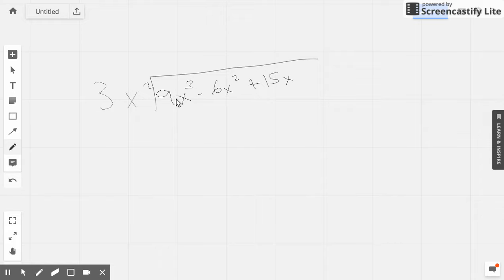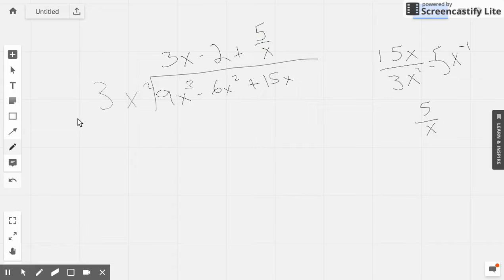3x squared goes into 9x cubed 3x times. 3x squared goes into negative 6x squared negative 2 times. 3x squared goes into 15x. Well, this one's a little bit weird. Let's look at what this would look like if we were simplifying it as a rational expression. The 3 and the 15 would result in 5. The x and the x squared would actually result in x to the negative first power, or we could write it as 5 over x. And that's what we're going to do.